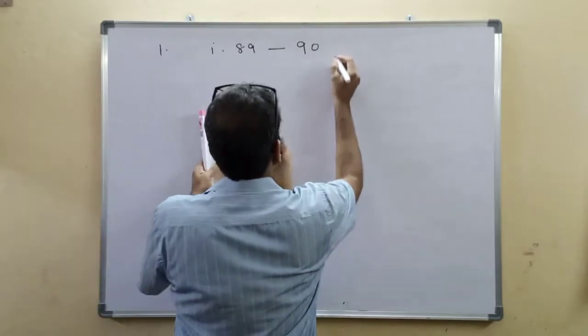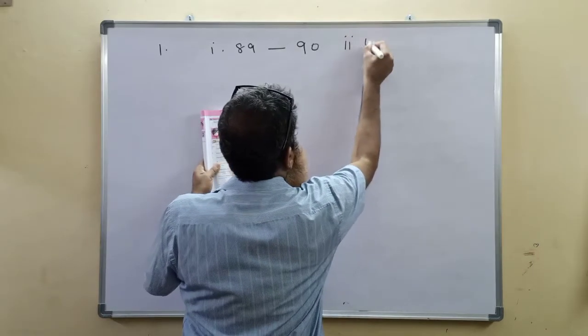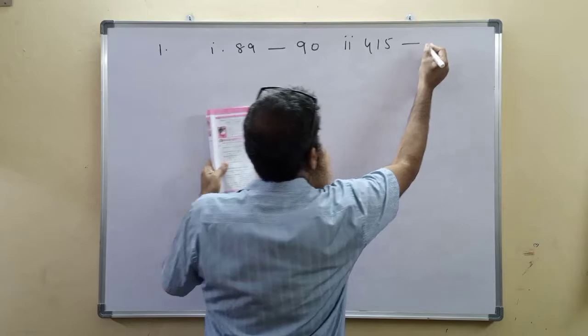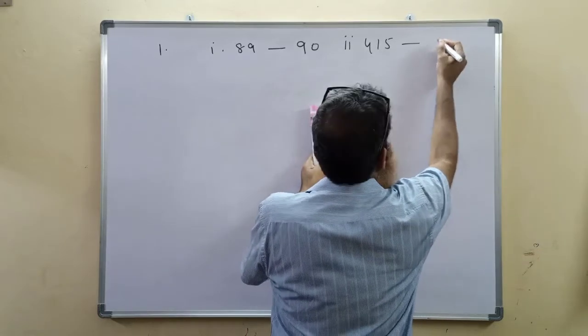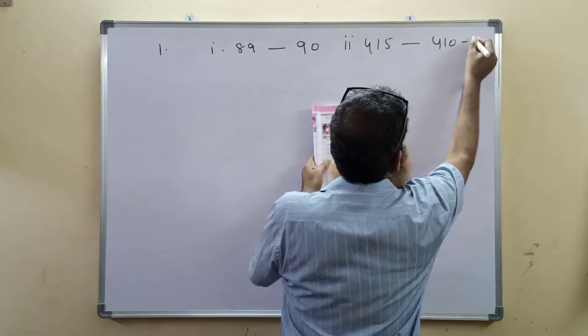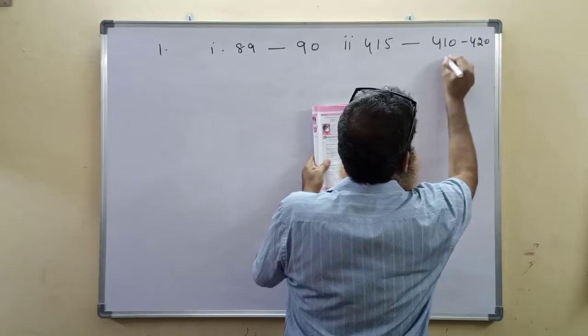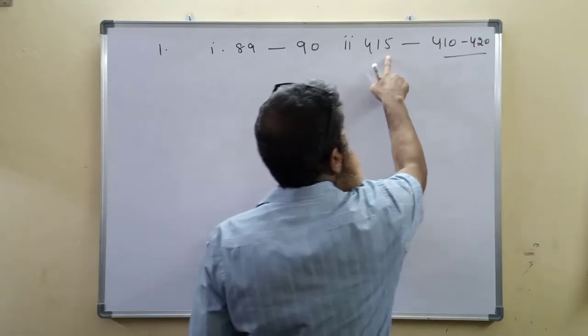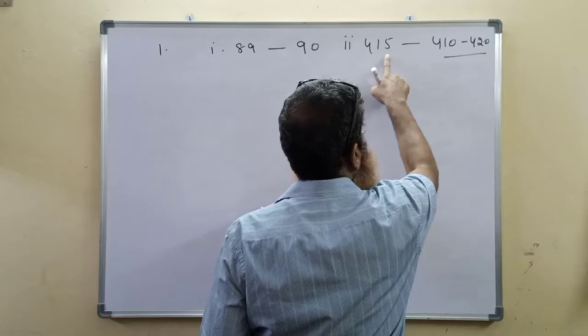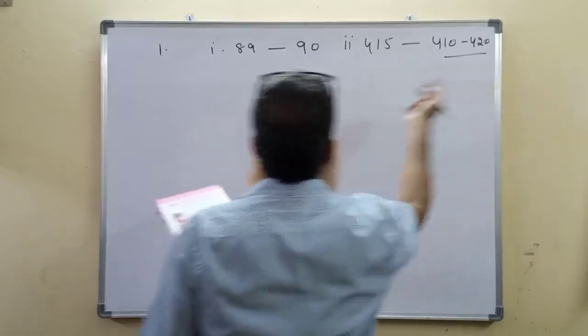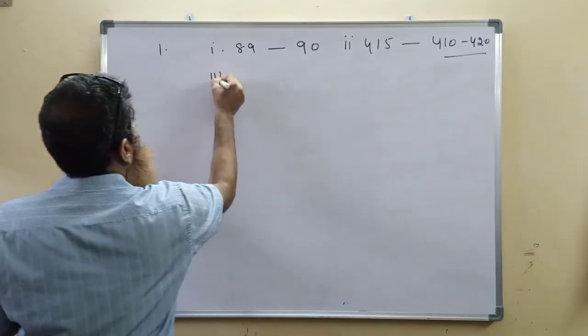The second bit, 415. The nearest tens can be 410 or it can be 420, because 5 is in between 10 and 20, in the center. So it can be 410 or it can be 420.